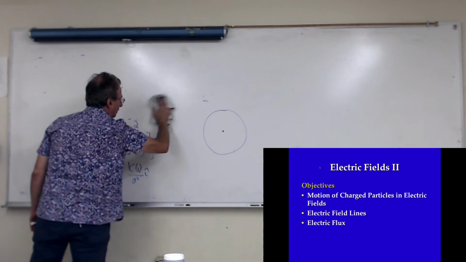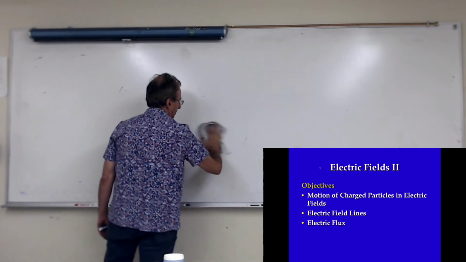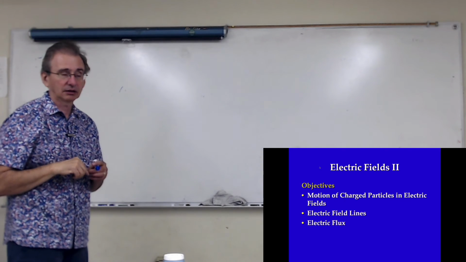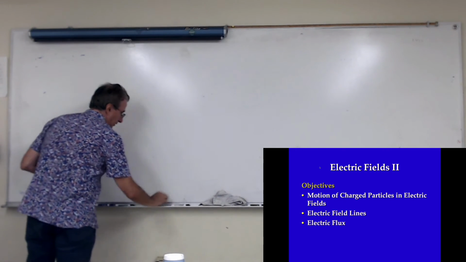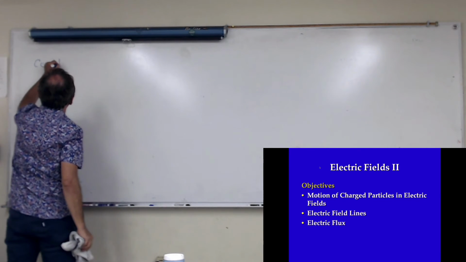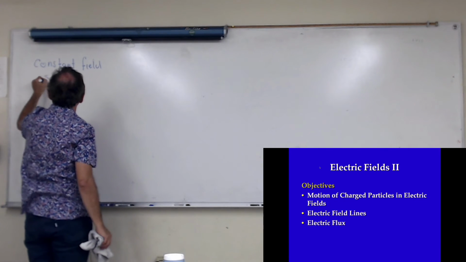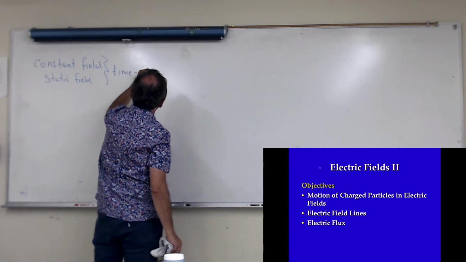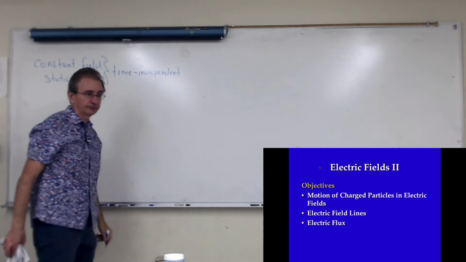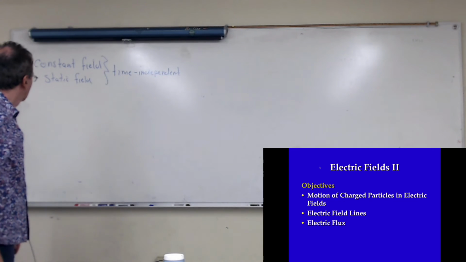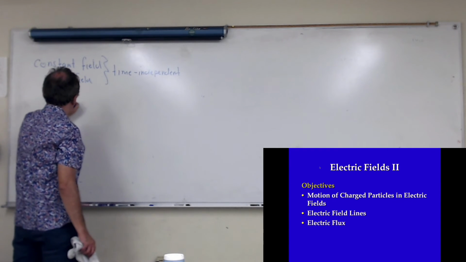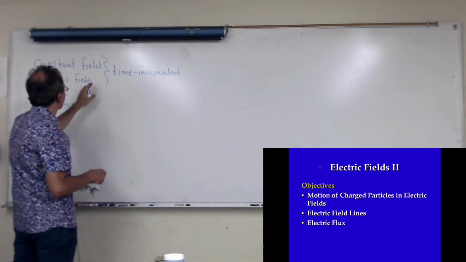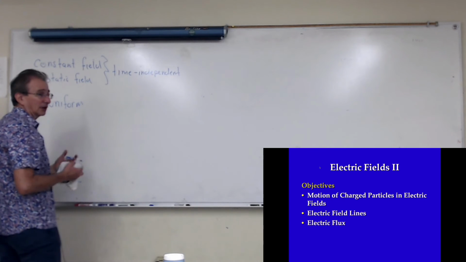All right, so now that we know a little bit about calculating fields, let's talk a little bit about the dynamics of charged particles in static fields. Static meaning the field doesn't change with time, it's time independent. So when I say a field is constant or static, I'm saying that the field is time independent. If I say the field is uniform, then I'm saying that the field has the same value everywhere in space. Uniform has to do with how it varies with the coordinates. Constant has to do with how it varies with time. Okay, so we're going to look at static fields.